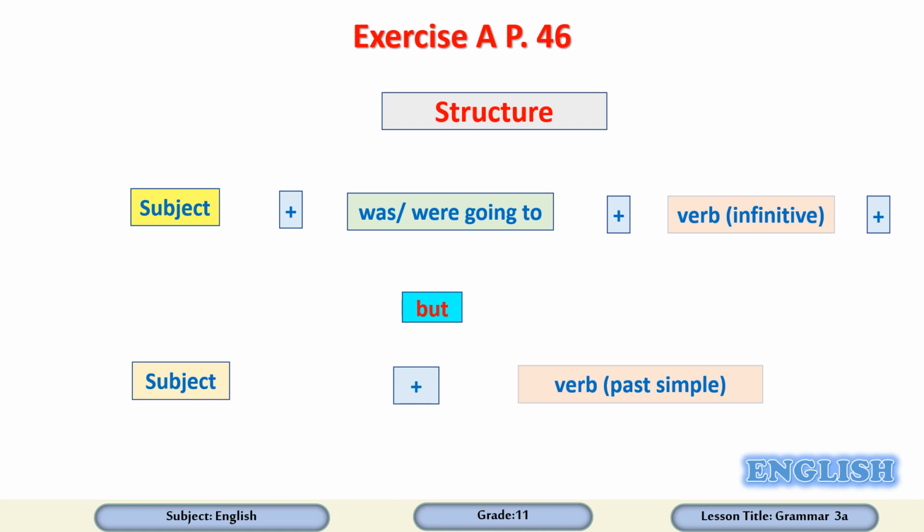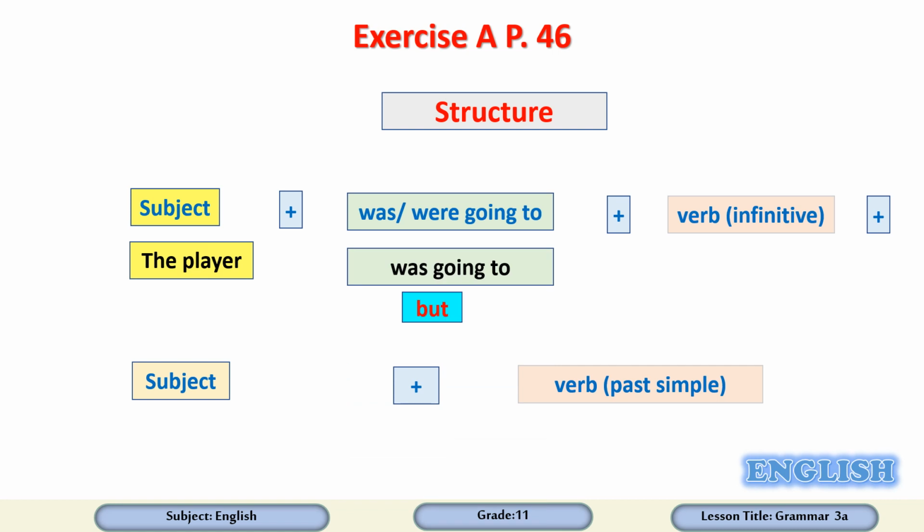Let's try and use the same structure to write a similar sentence. Let's think about a subject. Yes, for example, the player. Then what will we use? Was or were going to? Yes, very good. Was going to because it's singular. Think about a verb in the infinitive. Yes, leave the team. Then we have but.